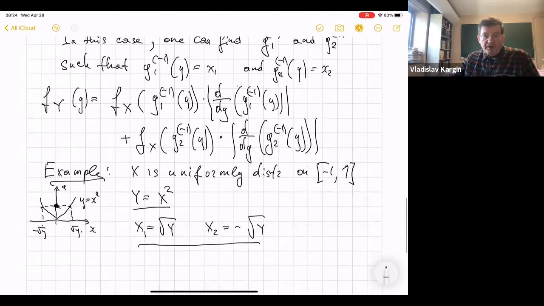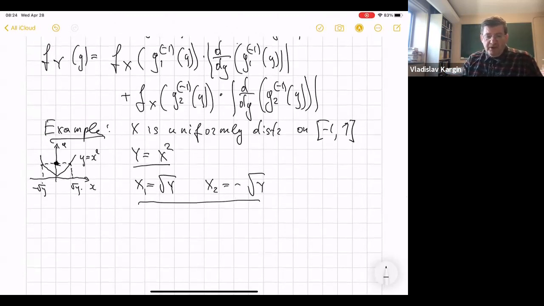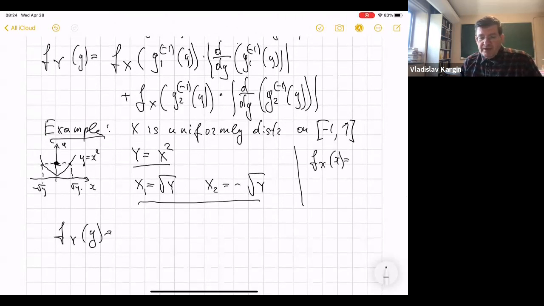Now we can ask the question: what's the density function of y? In this case it's easy to figure out. You write f of y is equal to, now what's f of x? Since x is uniformly distributed between -1 and 1, the density is 1 divided by the length of the interval. So it's 1 divided by 2 if x belongs to the interval from -1 to 1, and it's equal to 0 otherwise.